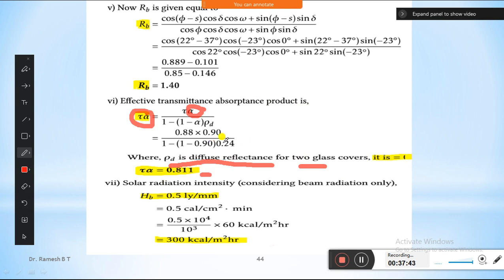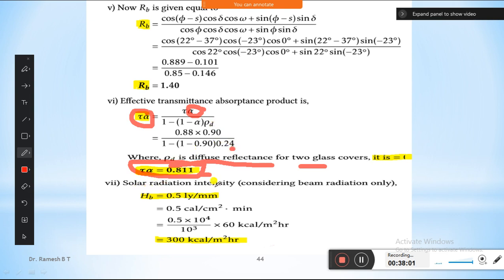And if you substitute that rho d, 0.24, finally we get the value of tau alpha equal to 0.811. Clear? So, substituting rho d as 0.24.